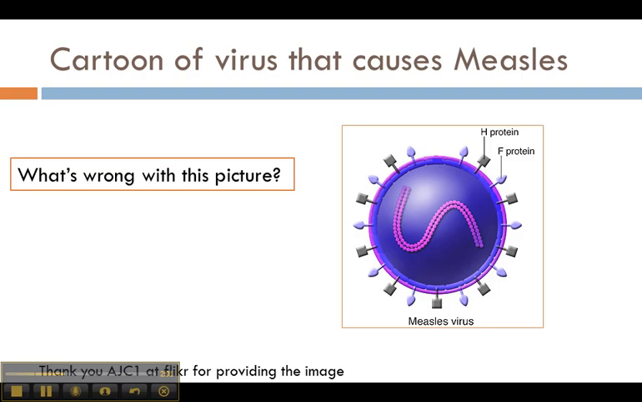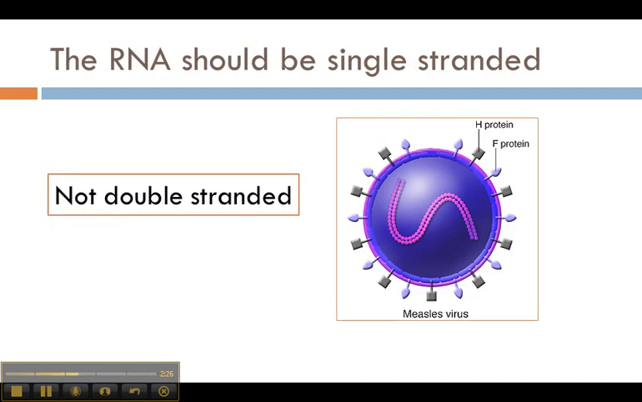When you get images from the internet to put in your own presentation of your virus, be careful. Even if the image is in the Creative Commons, it does not mean the image was drawn correctly. This is an example of what would otherwise be a great illustration of a virion that causes measles, except that it shows what? It is showing the RNA as being double-stranded. To be drawn correctly, the RNA should just be a single strand of nucleotides.